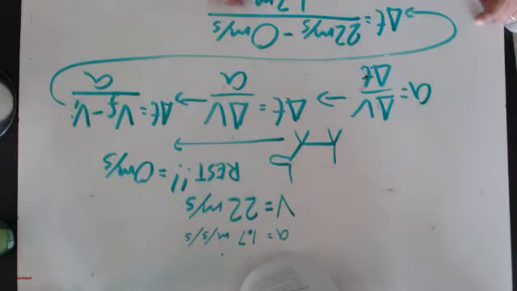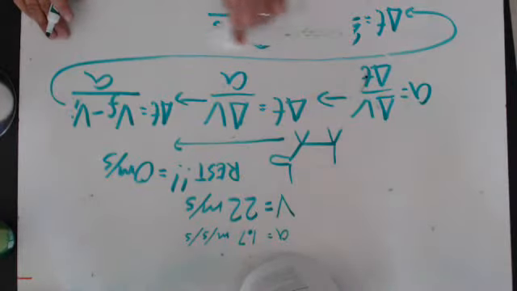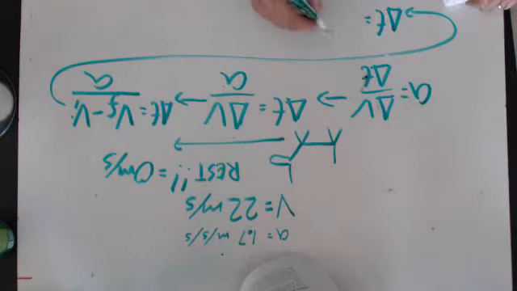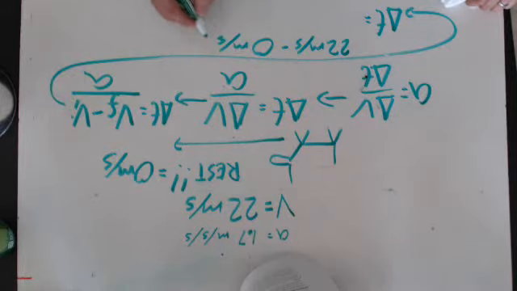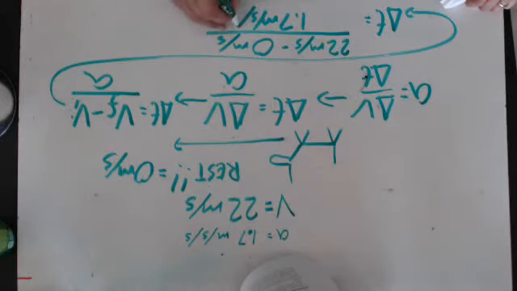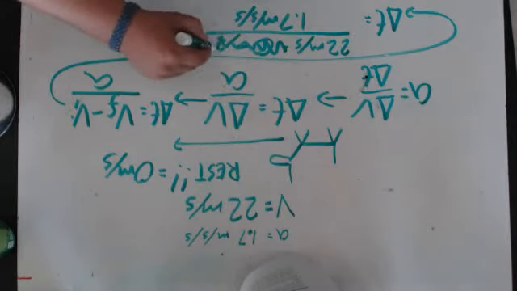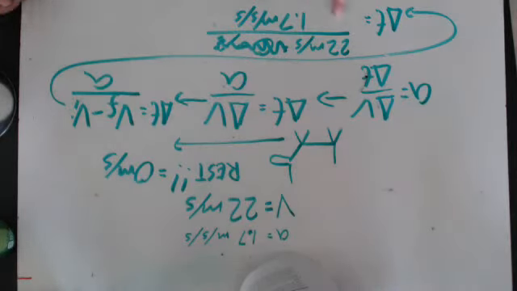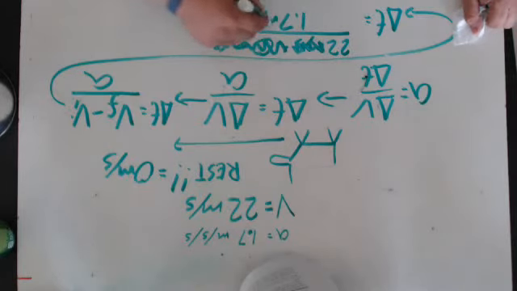1.7 meters per second squared. Oh, look at that, I just wrote right off the edge of the board. I'm going to erase this and rewrite. So I had 22 meters per second minus 0 meters per second over 1.7 meters per second squared. Now, I'm not going to do the math. But what I am going to do is look at the units.